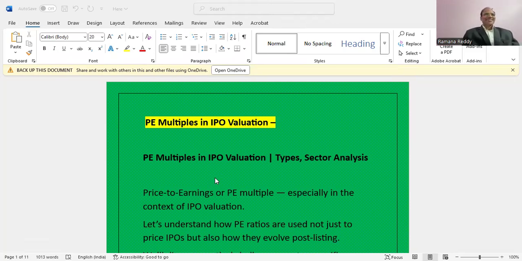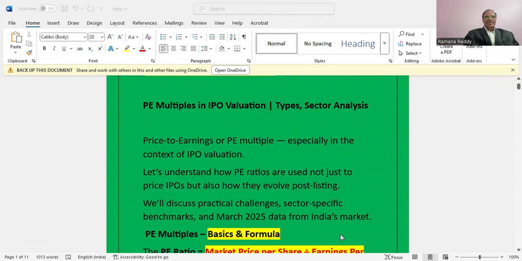Now we are discussing PE multiples in IPO valuations, including types and sector analysis. Price to earnings, or PE multiple, especially in the context of IPO valuation. Let's understand how PE ratios are used, not just to price an IPO, but also how they evolve post-listing. We'll discuss practical challenges, sector-specific benchmarks, and March 2025 data from India's market.